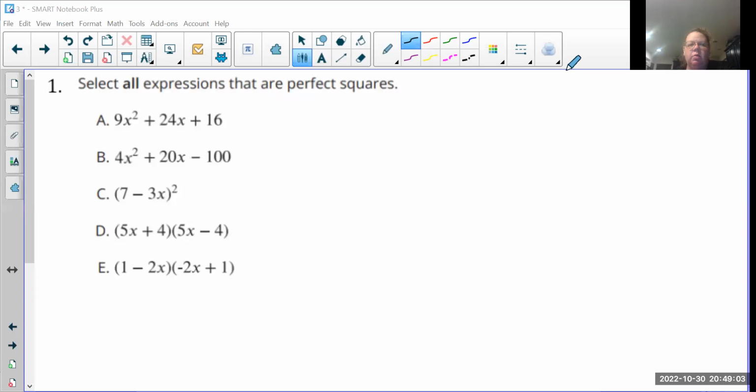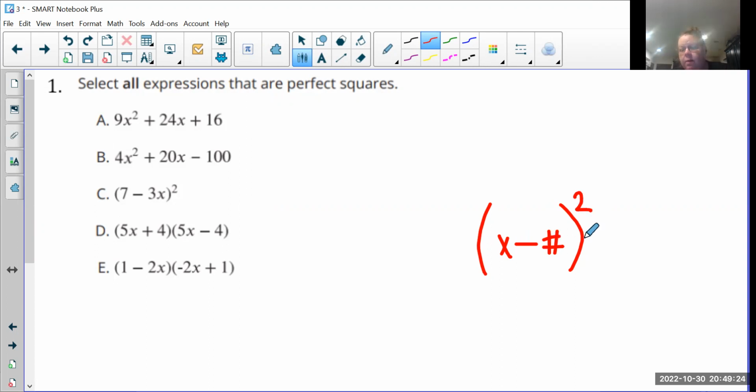Okay, so question 1. You have to select all the expressions that are perfect squares. Just as a reminder, a perfect square means that it can be written with the x minus or plus the number, and then there would be a squared on the outside, which means it has to be the exact same thing twice. So you can't have a different positive, like plus or minus, or a 2 or a 3. It has to be exactly the same.